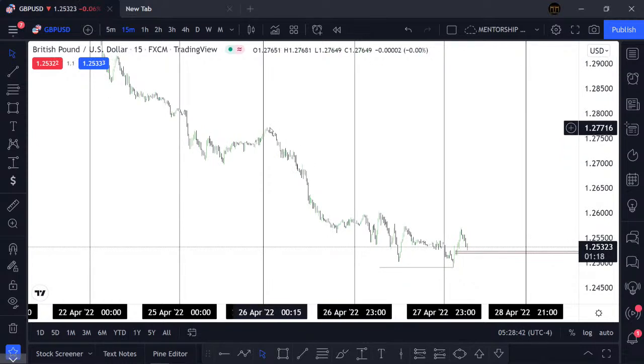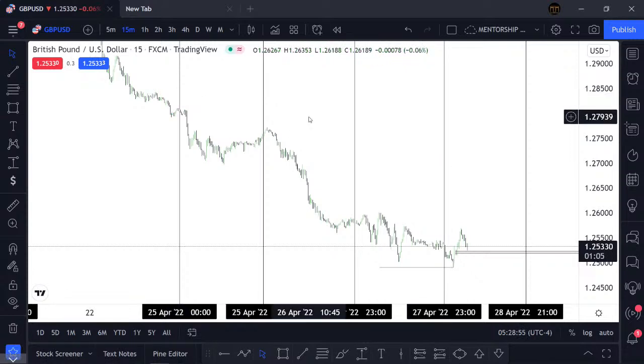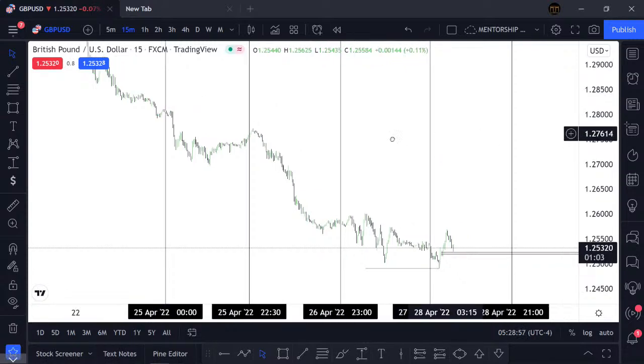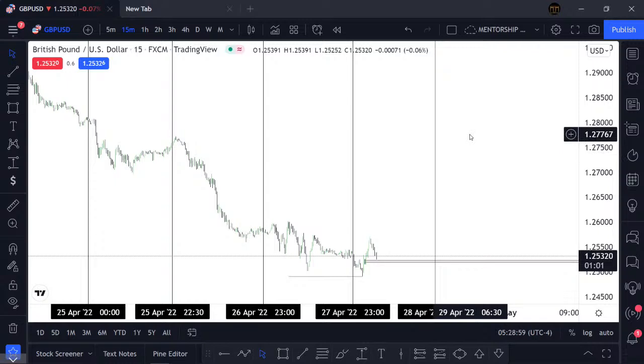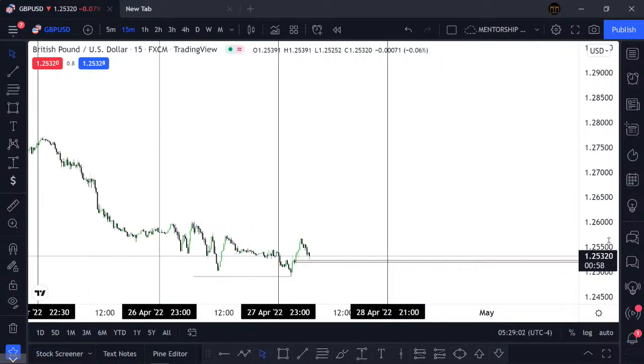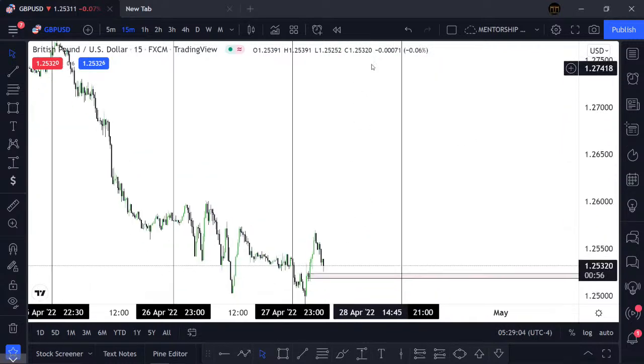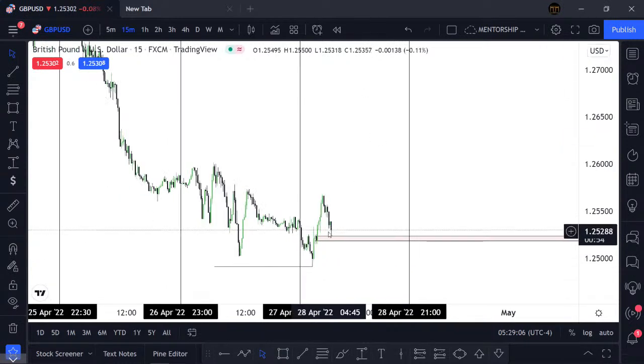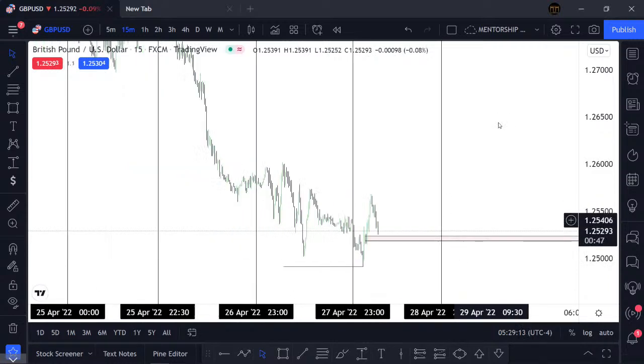This is a Monday, Tuesday, Wednesday, Thursday. Sorry, this is a Monday, Tuesday. Now let's delete this, this thing is distracting me. This is Monday, Tuesday, Wednesday, and Thursday. Then tomorrow is a Friday. If price trades below these lows here, tomorrow, well, we have lower chances of seeing price trade higher.